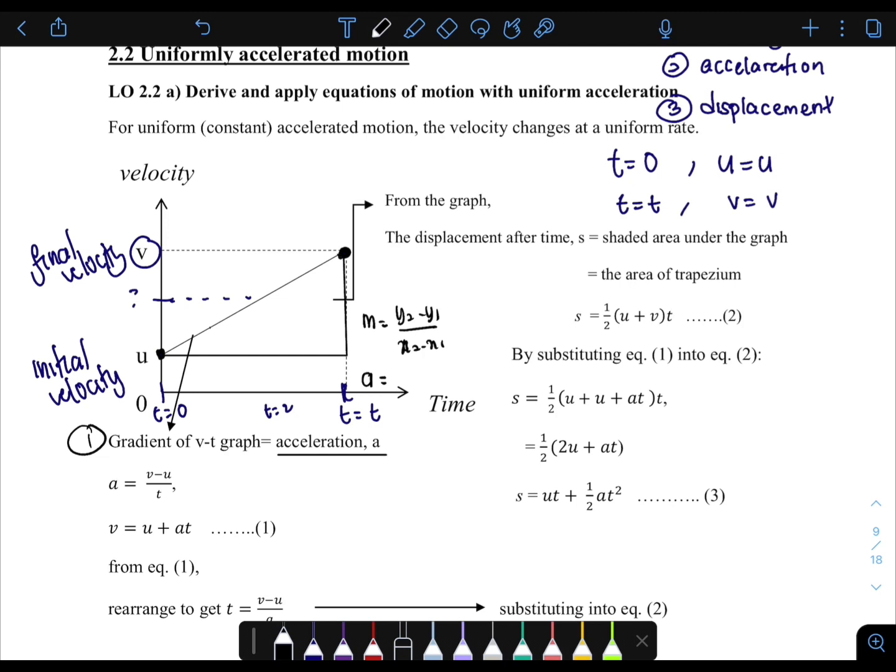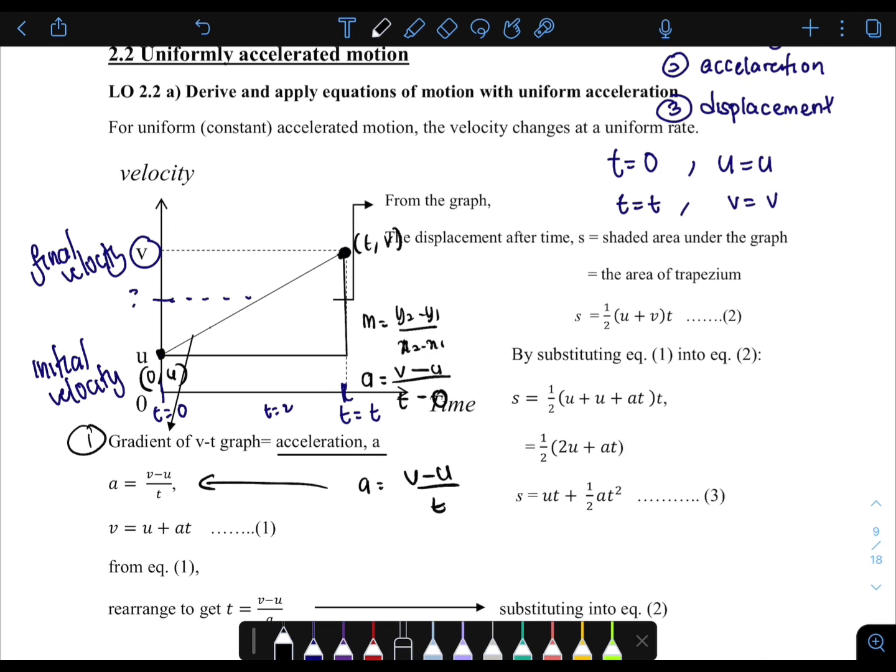Let's say I'm going to choose these two points here, this one and this point here. So I will have coordinates of t comma v and also 0 comma u. These are my coordinates, so I can simply substitute in. My y2 would be v, my y1 would be u, my x2 is t, and my x1 is 0. Therefore, I'll end up with an equation of a equal to v minus u over t.